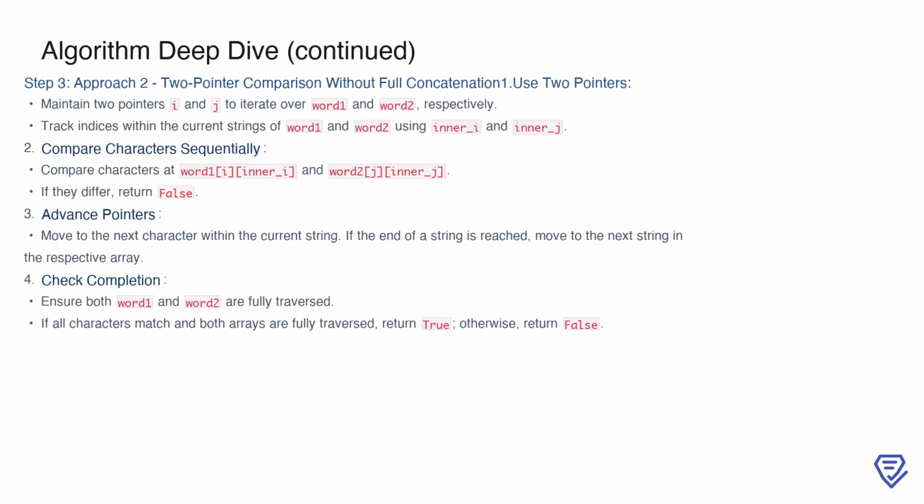We compare characters at the current positions of word1 and word2. If at any point the characters differ, we return false. Otherwise, we advance the inner indices to the next character. If we reach the end of a string in one array, we move to the next string in that array. The process continues until both arrays are fully traversed. If all characters match and both arrays are exhausted, we return true. This approach ensures we only compare the characters necessary without creating additional concatenated strings.